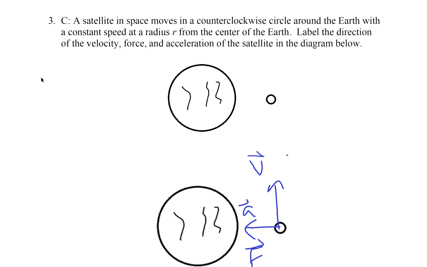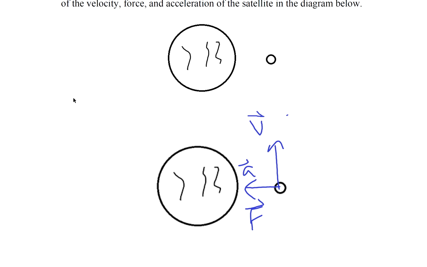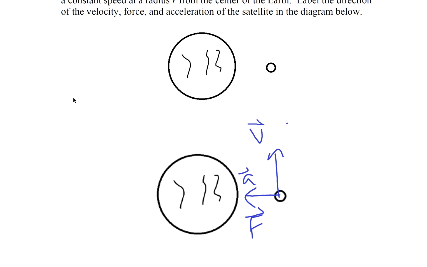Question 3. A satellite in space moves in a counterclockwise circle around the Earth with a constant speed at a radius r from the center of the Earth. Label the direction of the velocity, force, and acceleration of the satellite in the diagram below. So remember, sigma F equals ma, so sigma F and a always point in the same direction. So F and a are towards the center of the planet, and the velocity is at 90 degrees.